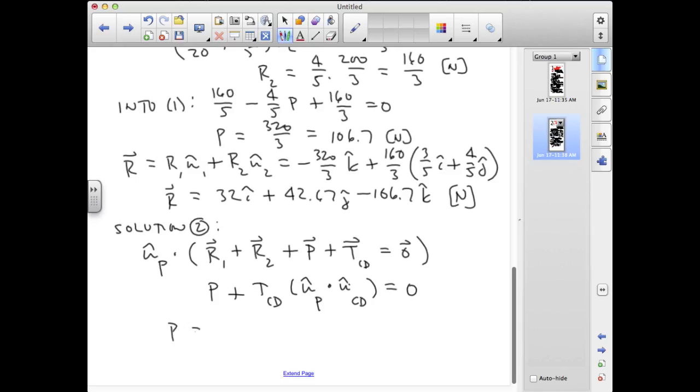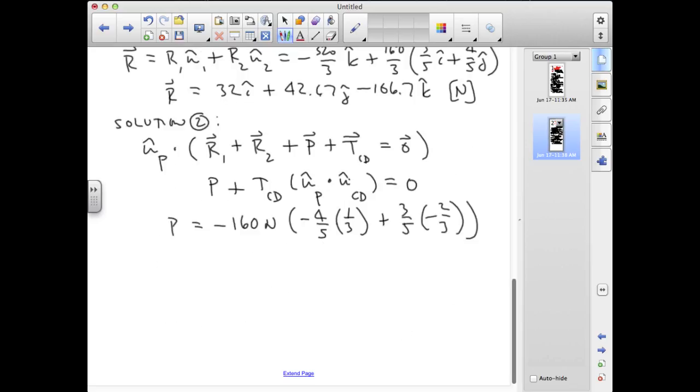I can now write P is equal to minus the tension in CD, and then this dot product would be minus 4/5 times 1/3 plus 3/5 times minus 2/3. This term in the parentheses ends up being minus 2/3, and I once again get that P is equal to 320 over 3 newtons, or 106.7 newtons.